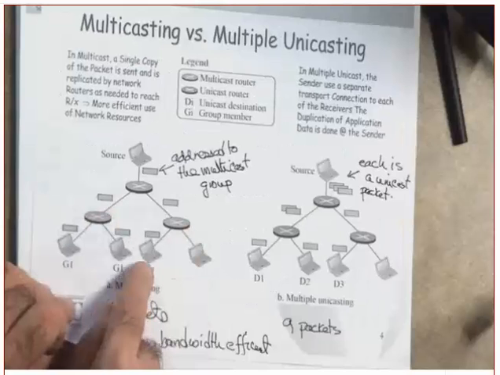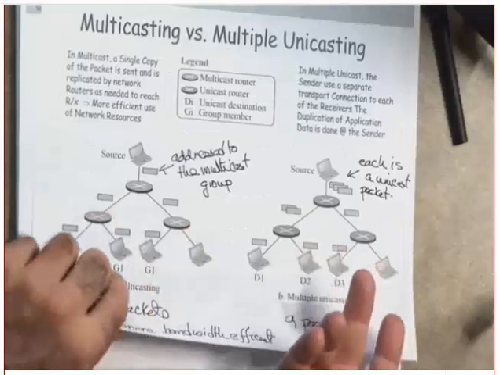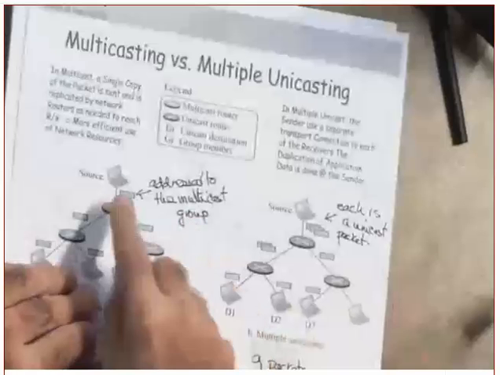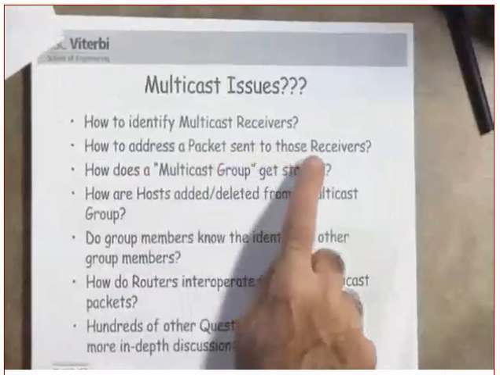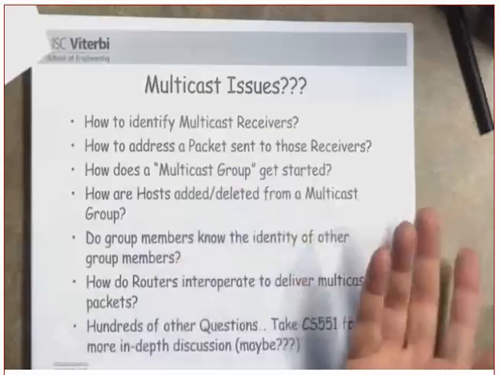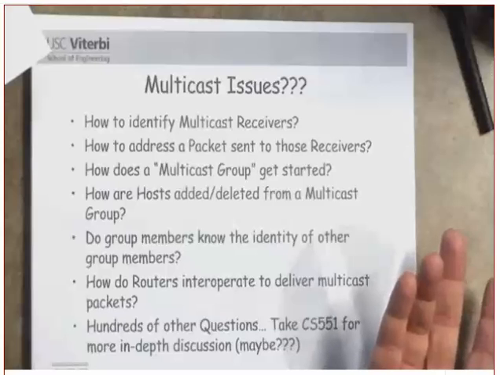So we need to see how they are added and how they are deleted from a multicast group. Do group members need to know other group members? In other words, does this one here need to know the other group members? Sometimes he doesn't need to know. Whoever is interested in receiving the multicast can join the tree or join the group. He might not be interested in knowing every one of them. This one might not even be a member of the group itself.